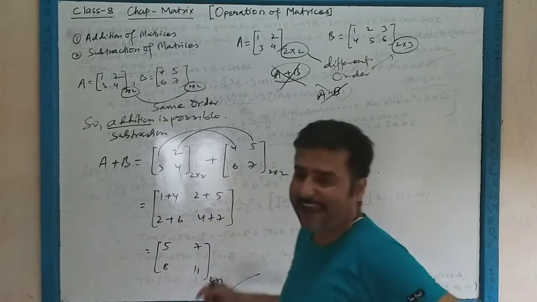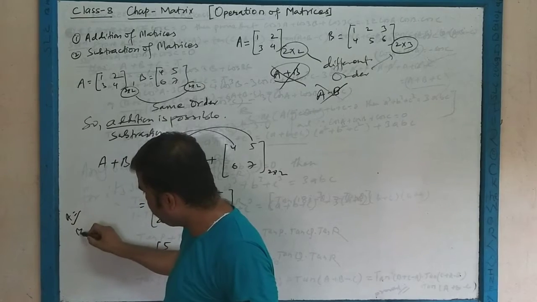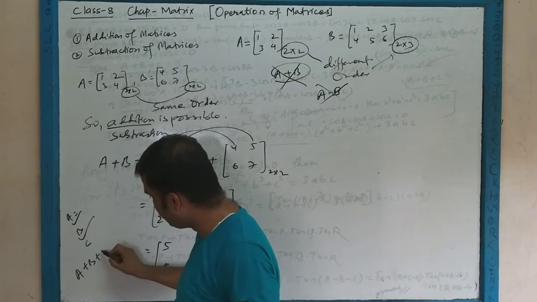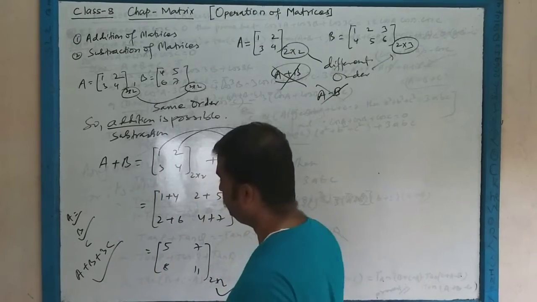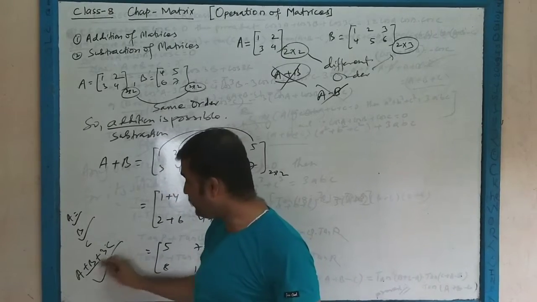So in this way we can add. They can give you three matrices: matrix A, matrix B, matrix C. You can add A plus B plus 3 times C. In this way you can do addition. But the matrices A, B, C must have the same order.